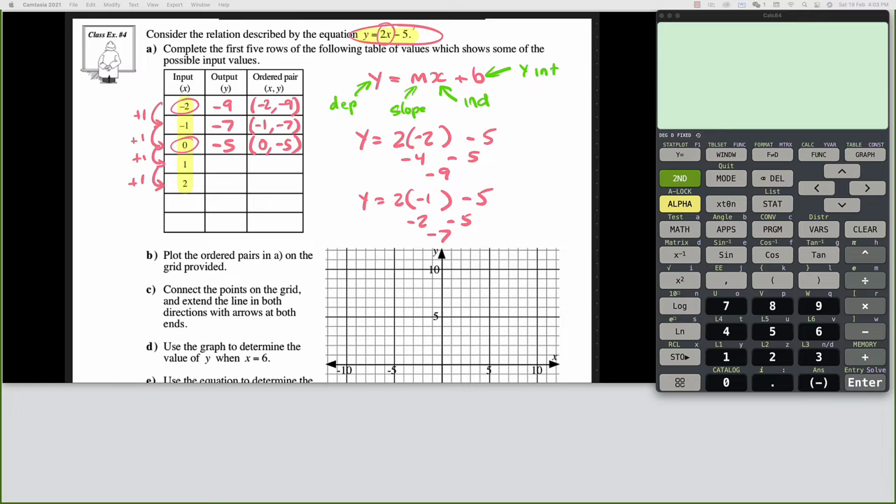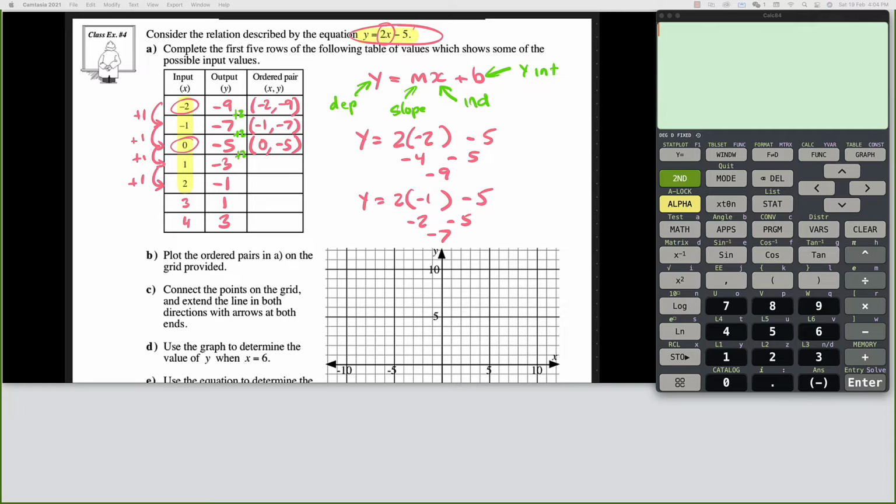Okay, so I should be able to fill these ones down here as a 3 and a 4, and this should just increase by +2 each time, +2 and +2, etc. So it would go to -3, -1, 1, and we should have 3.